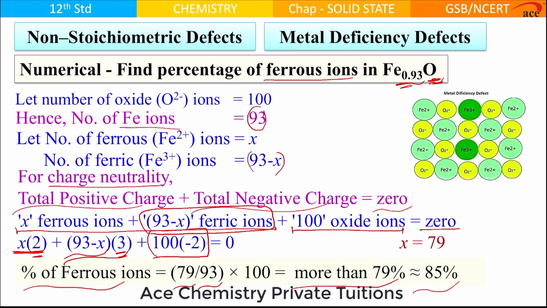In metal deficiency defect, consider the anions by some number, more commonly 100. Natural Fe will be 93. Whatever they are asking, put it as X. Remaining will be 93 minus X. And by using charge neutrality equation, you will be able to get the unknown. That is the logic of solving numericals based on metal deficiency defect.